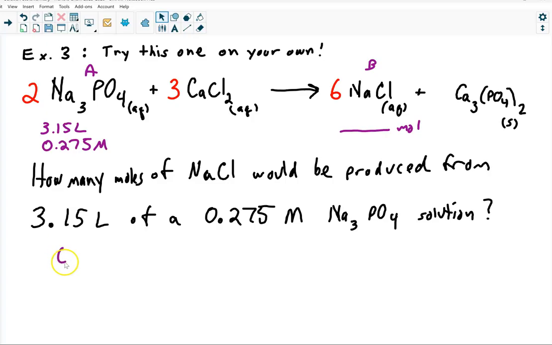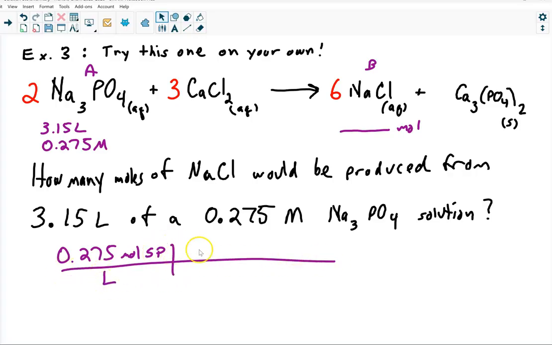Molarity times volume, yeah. 0.275 moles, I'm just going to say SP for sodium phosphate, per liter. And I'm going to multiply that by the 3.15 liters. Okay, that's going to get me moles of sodium phosphate. I have a mole ratio here: 6 moles of NaCl for every 2 moles sodium phosphate. So right there, that's my answer.